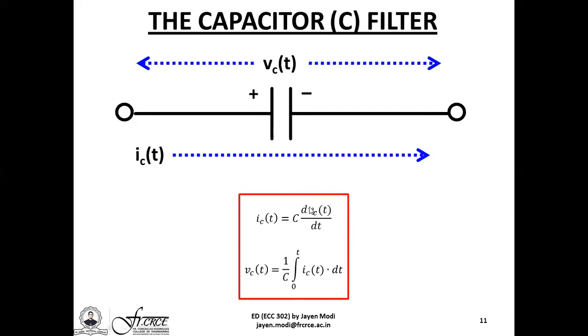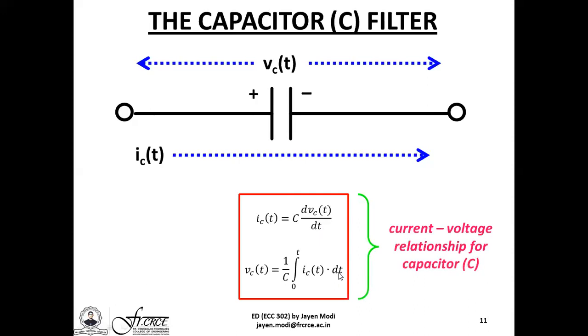Because when Vc of t fluctuates, you will be having a definite constant over here, dVc of t by dt. And that constant multiplied by C gives you the current. If we just rearrange the terms, we get the voltage is nothing but 1 upon C integral of the current through the capacitor with time. So these are the equations that basically govern the current-voltage relationship for the capacitor.